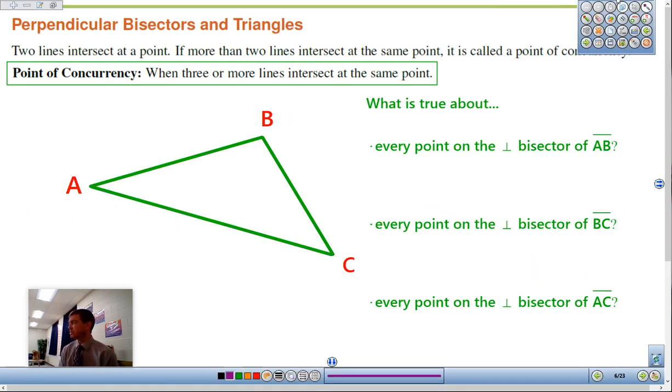Now let's talk about a point of concurrency. Point of concurrency is when 3 or more lines intersect at the same point.